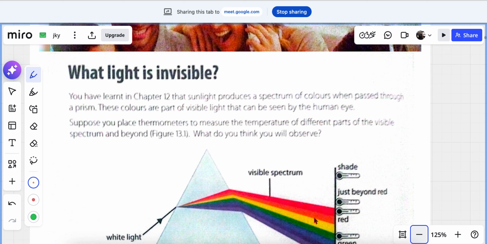But we're going to look at all the other aspects of the electromagnetic wave that we cannot see with our naked eyes. However, you remember in chapter 12 we said that sunlight produces a spectrum of colors whenever we pass it through a triangular prism. When we take the sunlight and pass it through a triangular prism, it produces about 7 different colors.